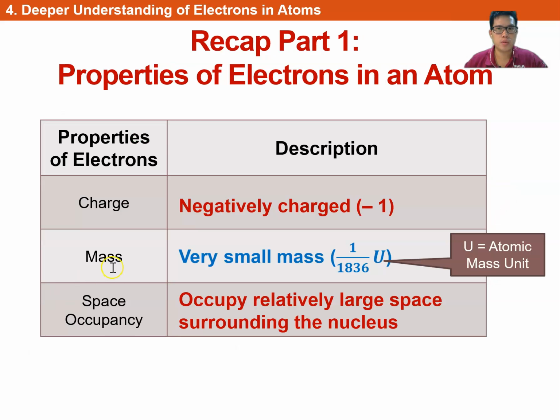Then we also learned about the charges, the properties of the atoms. The electron is negatively charged. Its mass is very, very small compared to the protons and neutrons, and usually it will occupy a large space surrounding the core. The core is made of the protons and the neutrons, and the electrons are surrounding it.